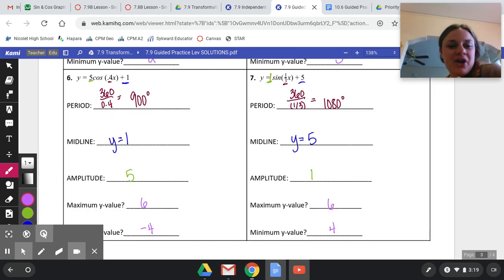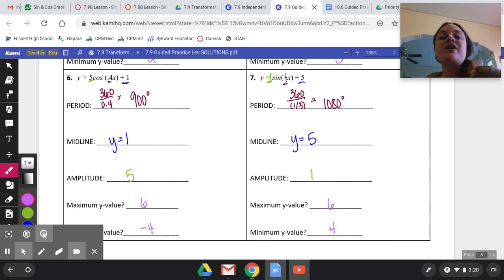Okay, so you can pause it again and check your answers. But looking at this, a couple things to note: if you are multiplying by a decimal inside of your parentheses, like 0.4, your period is now 900 degrees, so it kind of stretches it out. There were a couple of curveballs in problem number 7. First of all, if you are dividing by 1/3, that would be the same thing as multiplying by the reciprocal, or multiplying by 3, or you just need to be sure to put 1/3 in parentheses. You should get 1080 for your period for number 7.